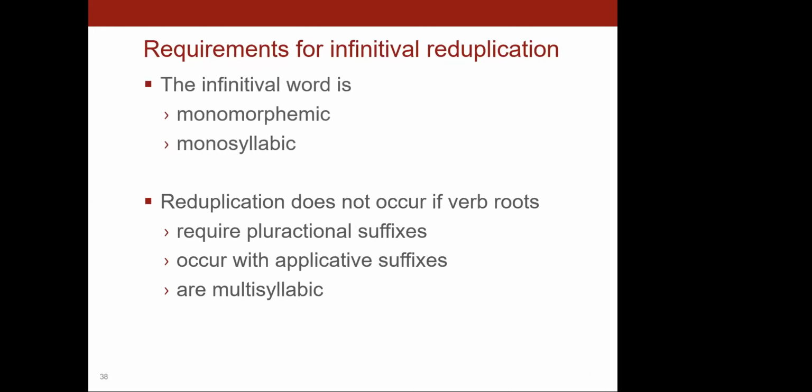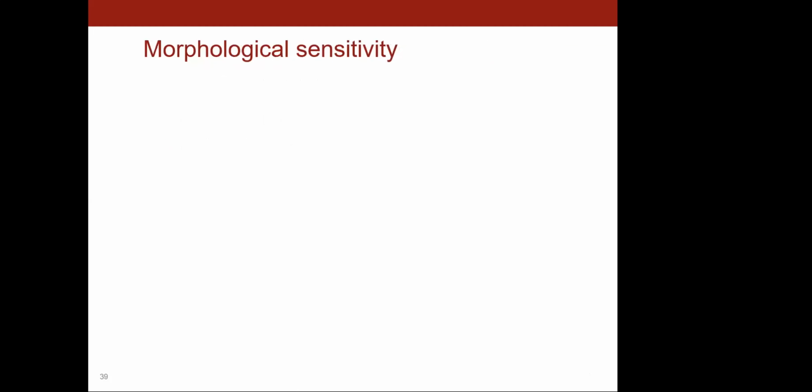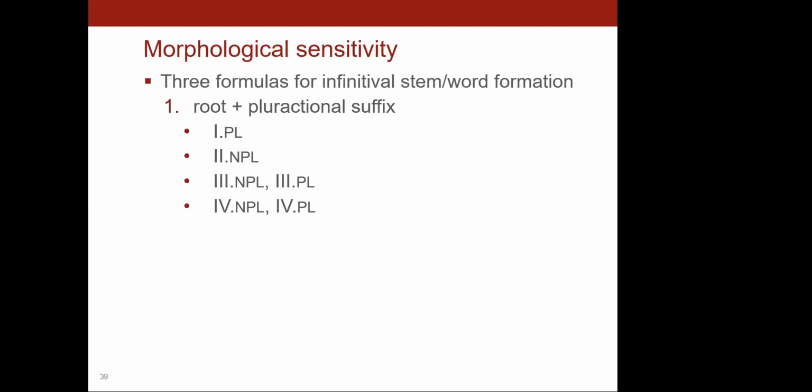So I'll give you two analyses, one that explains the sensitivity to morphology, and then one that gives the sensitivity to phonology. So the following analysis explains why infinitival reduplication appears to be sensitive to morphological structure. Essentially, there are three ways to form infinitival verbs in Ende. A root can combine with a pluractional suffix. There are 4 conjugation classes in Ende of verb roots, and I've given them Roman numerals 1 through 4.